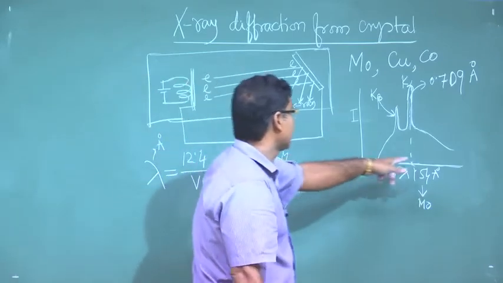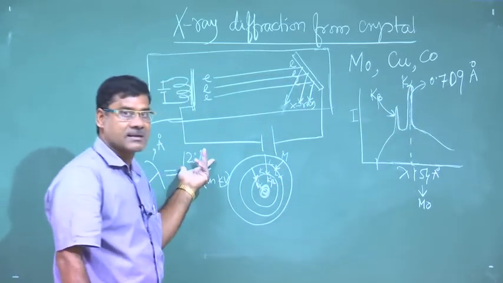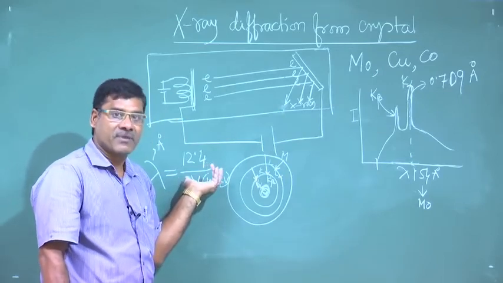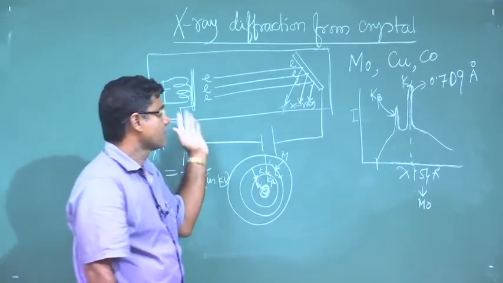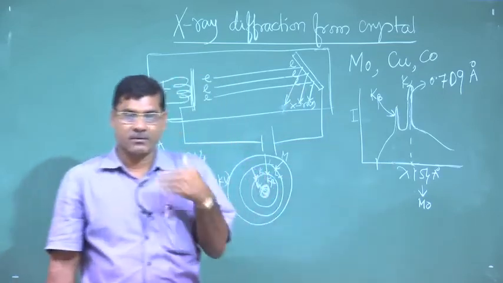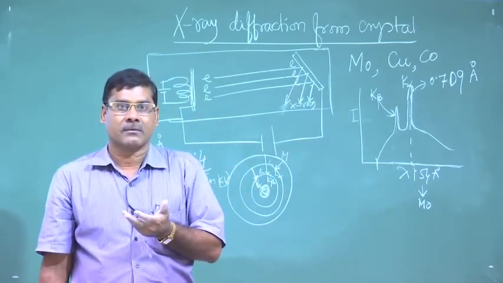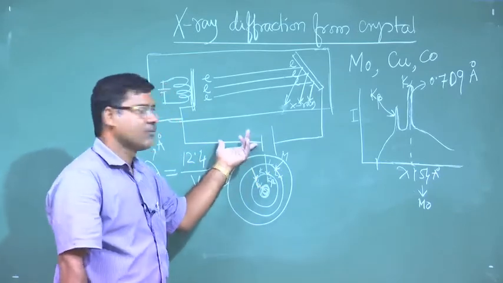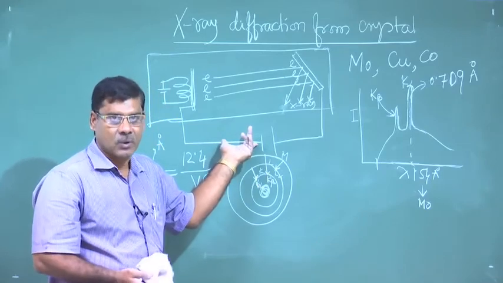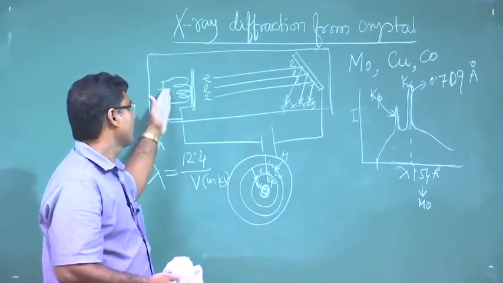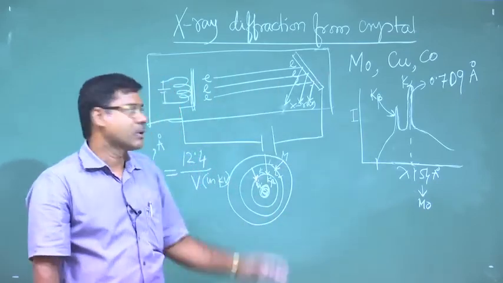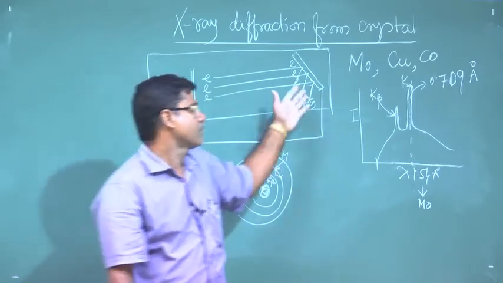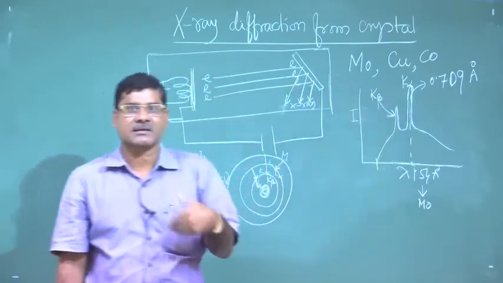But the characteristic X-ray wavelength does not depend on the voltage. What depends on the voltage is its intensity. If I want to choose K alpha with higher intensity, we have to apply a higher voltage. Then what will happen? The accelerated energy will be higher, so more electrons will go and hit the target, and you will get more and more X-ray, so the intensity will be higher.